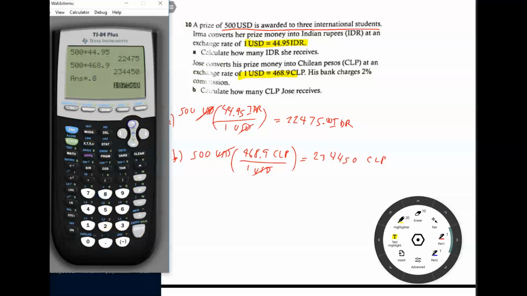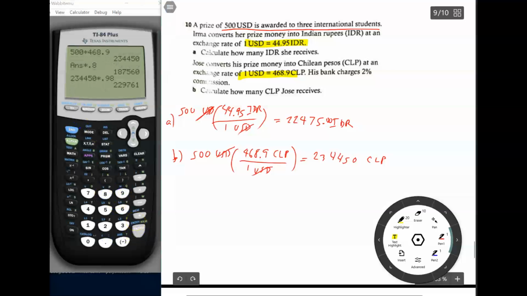Oops, sorry about that. This times 0.98. So if I subtract out the 2% commission, I get 229,761 Chilean pesos.